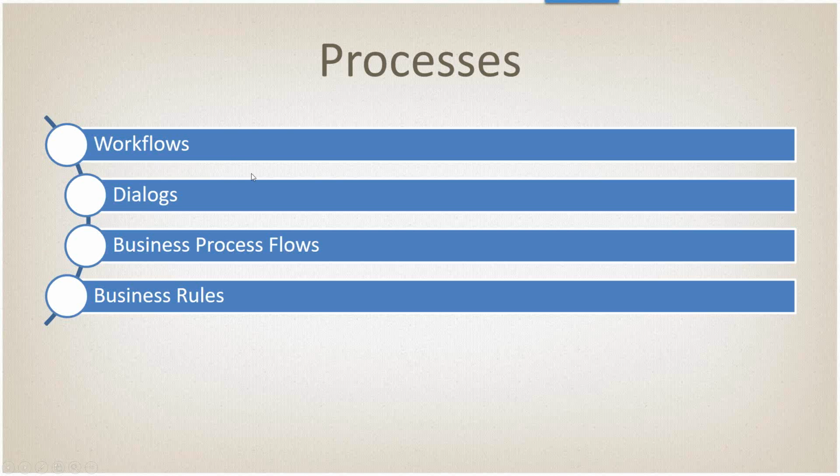Okay. Let's talk about automation. We have several different processes that are built into the system. The oldest and most commonly used is workflows, followed by dialogues. Now we have business process flows, and finally business rules. All of these will help you automate something somehow, depending on the situation.